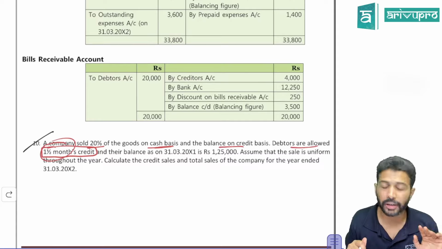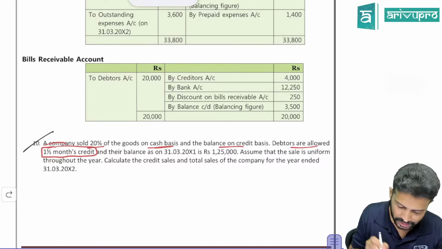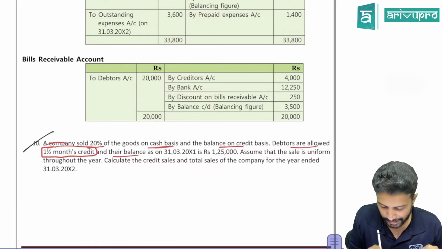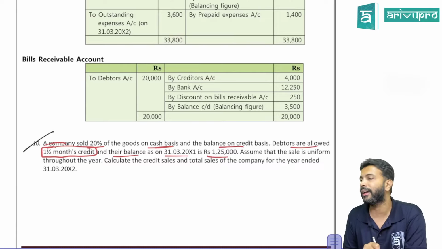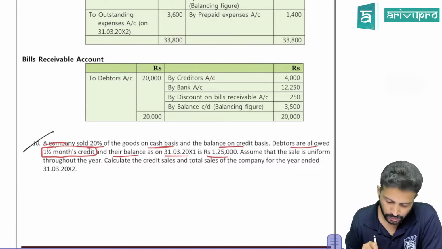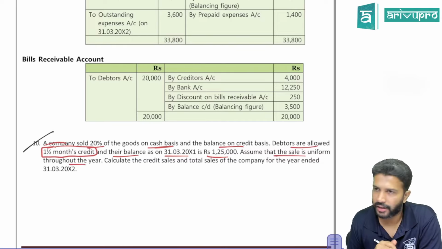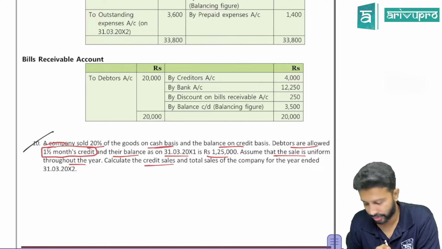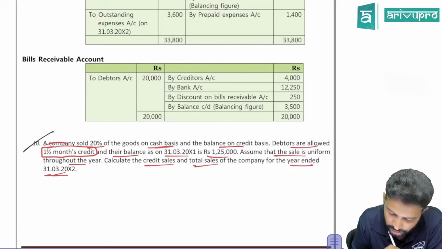Yes. That time period is how much in this problem? 1.5 months. And debtors balance as on 31st March 20x1 is 1,25,000. Okay. Assume that the sale is uniform throughout the year, meaning they're saying month on month sale is same. Calculate credit sales and also calculate total sales for the year ended 31st March 20x2.